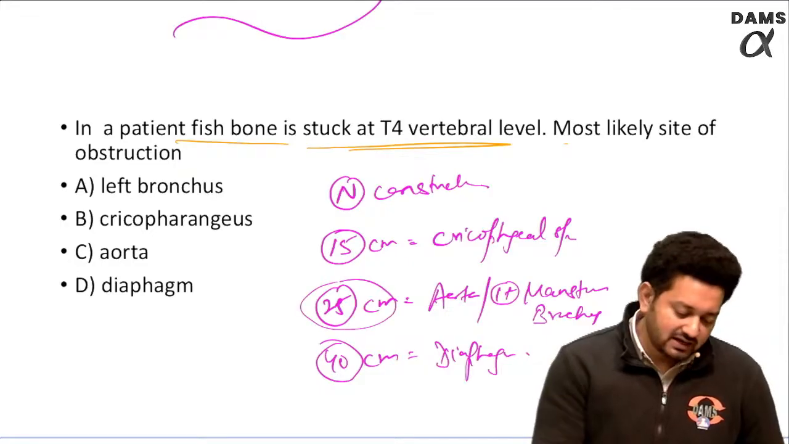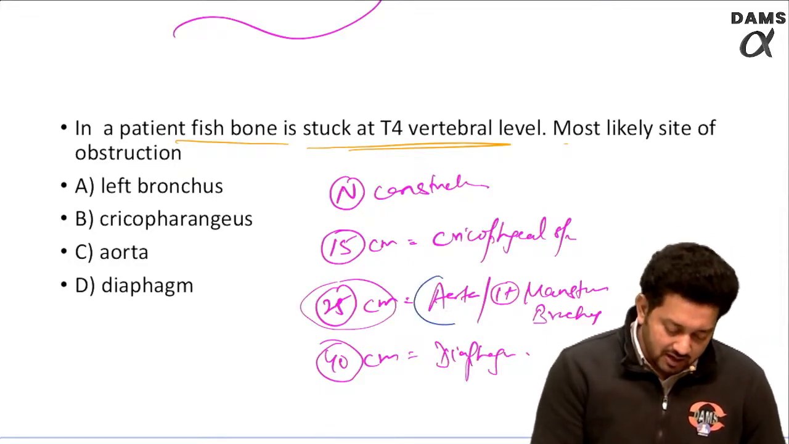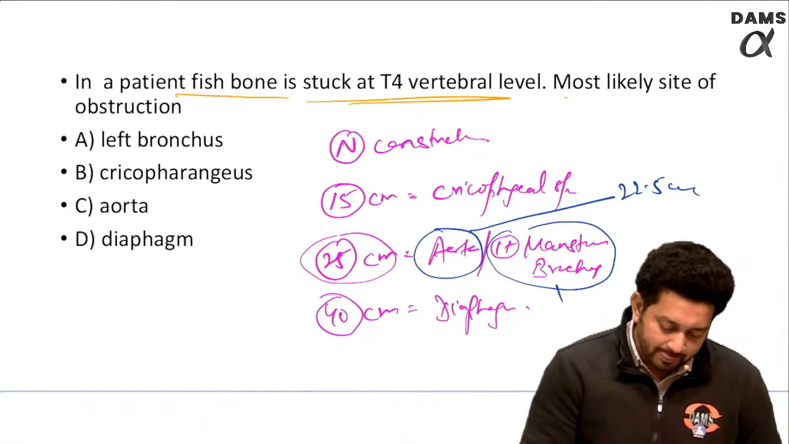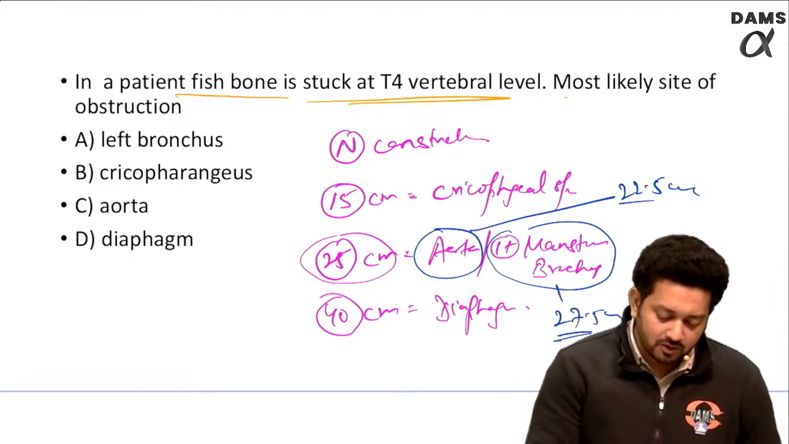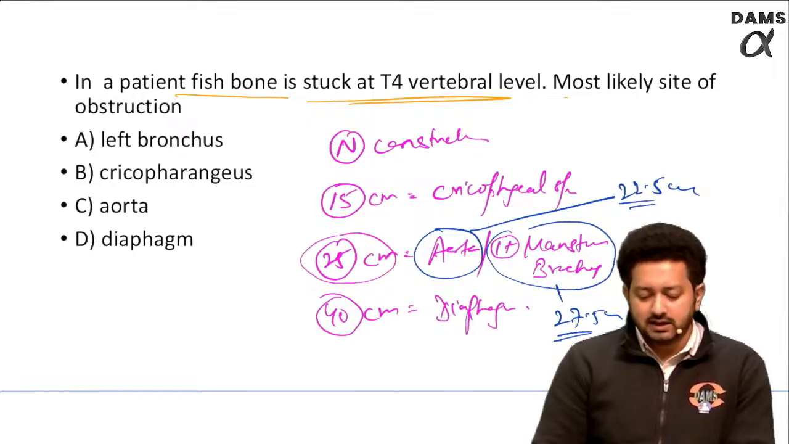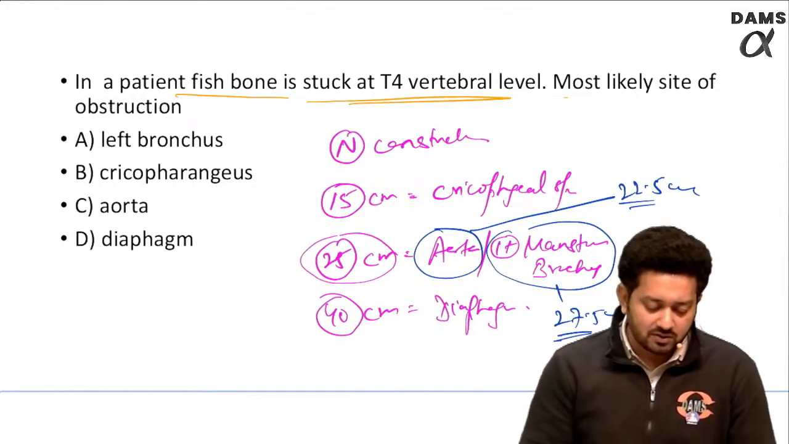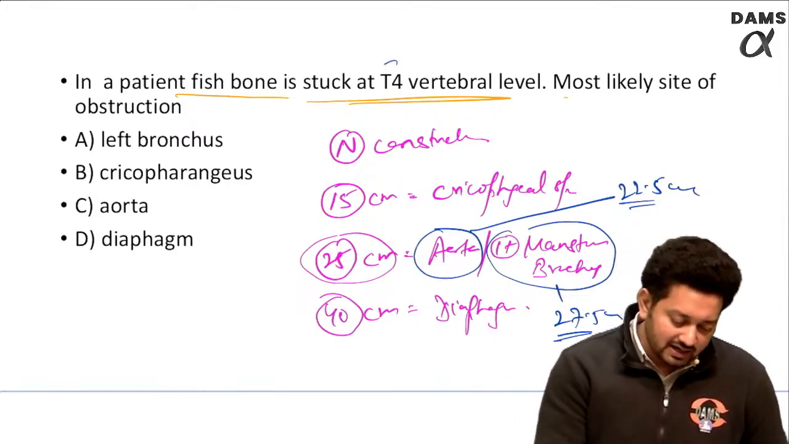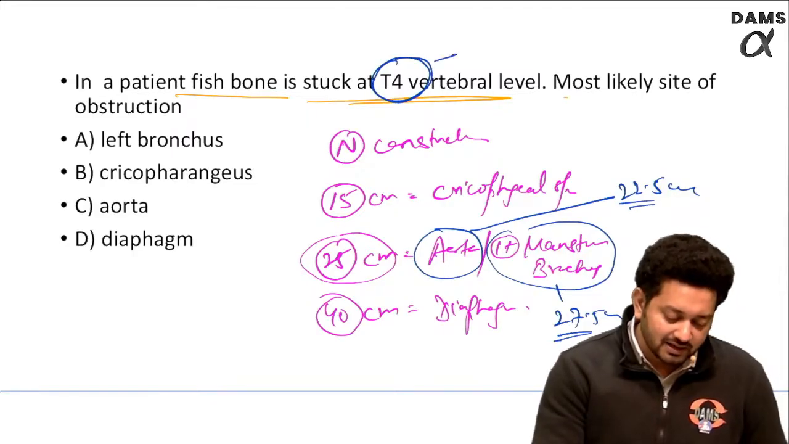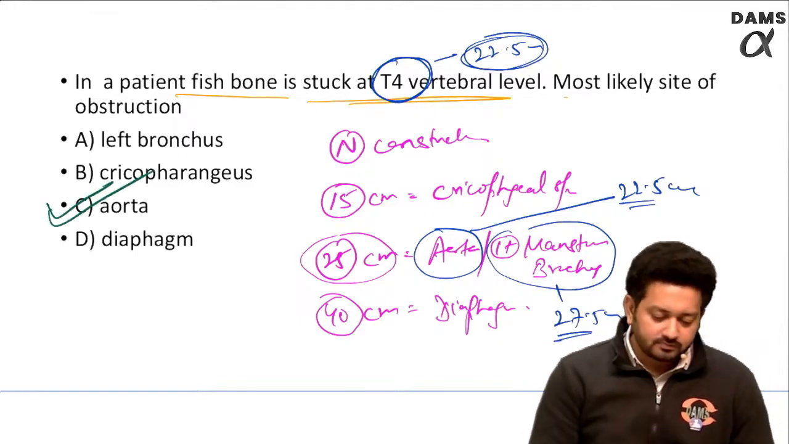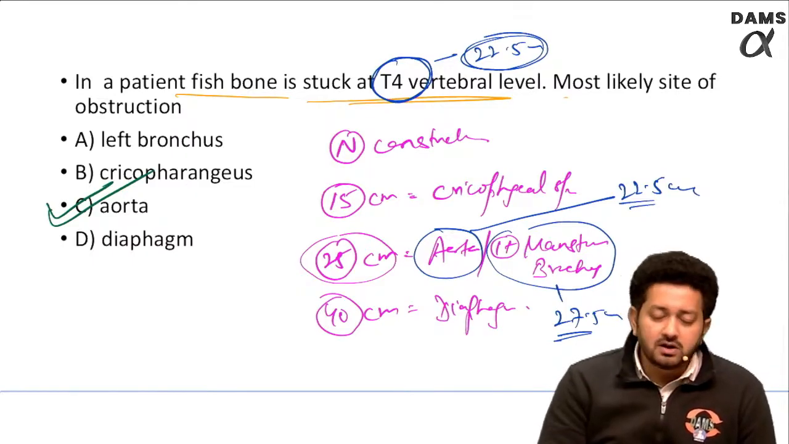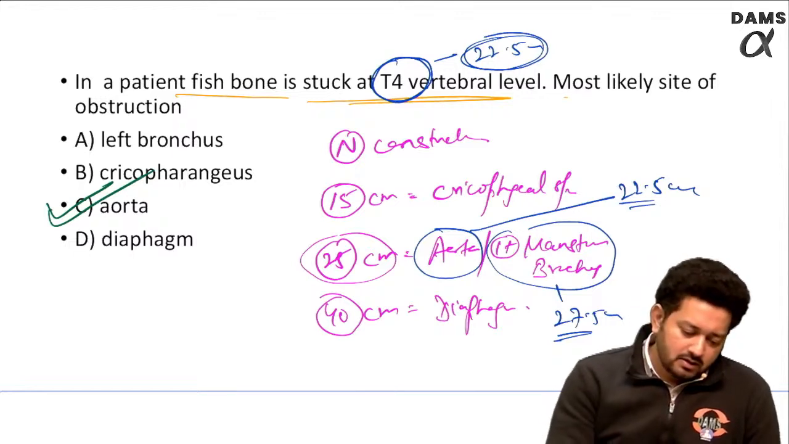Now this 25 centimeter is said because the aorta actually comes at 22.5 centimeter and the left mainstem bronchus comes at 27.5 centimeter. But because they were very close, generally it is written at 25 centimeter. You will see aorta and mainstem bronchus. But if you see exactly, this is the distance. And at the T4 vertebral level, what is the distance from the incisor? It is 22.5 centimeters. So that's why aorta is the answer. From the incisor, the T4 vertebral level will come. If you do the endoscopy, 22.5 centimeters. Okay, aorta.